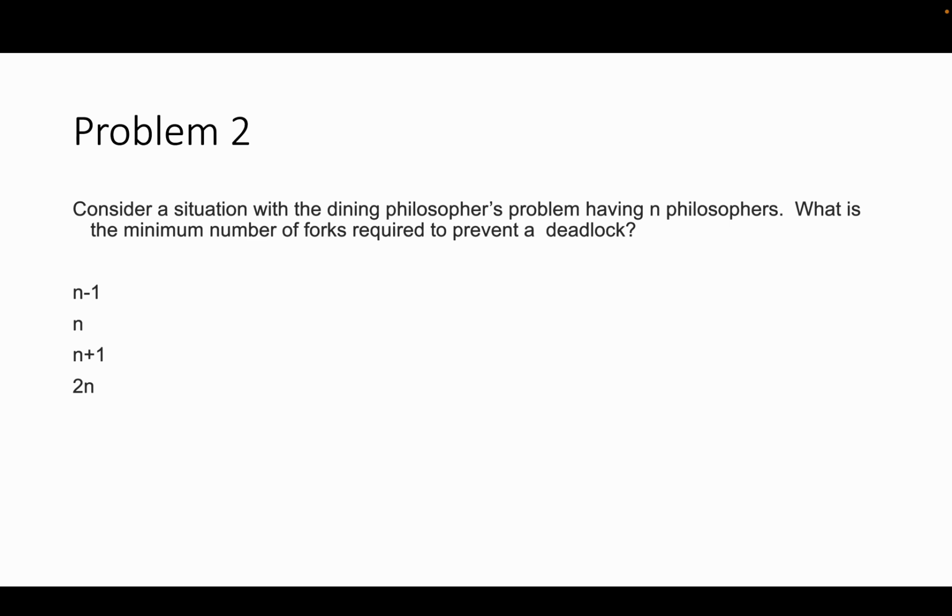In the dining philosophers problem, the setting is that there are n philosophers, and there are forks that are kept there, and a philosopher can be in 3 states. It can be in thinking, hungry, or eating state, and whenever the philosopher is hungry, the philosopher will take 2 forks to eat. So every philosopher needs 2 forks to eat. If there are n philosophers, the question is what is the minimum number of forks required to prevent a deadlock?